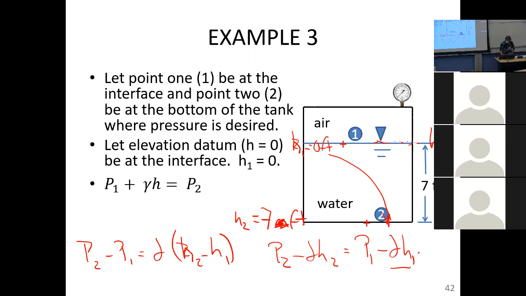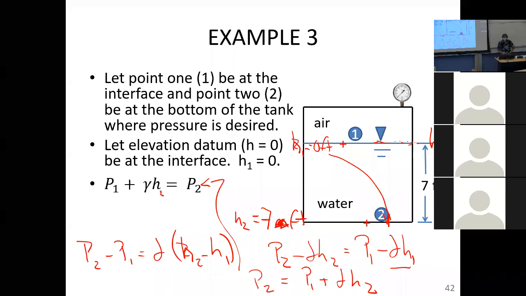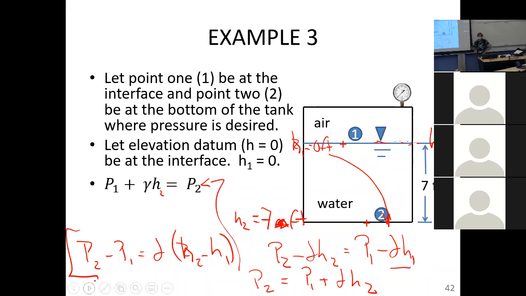And if we now rearrange this, then P2 is equal to P1 plus gamma H2. You get the form that's up here. Okay, so I always start at the same place, but in time, you'll learn that you can probably start right here, because you recognize that by setting the elevation datum right at the free surface, you get rid of one term.